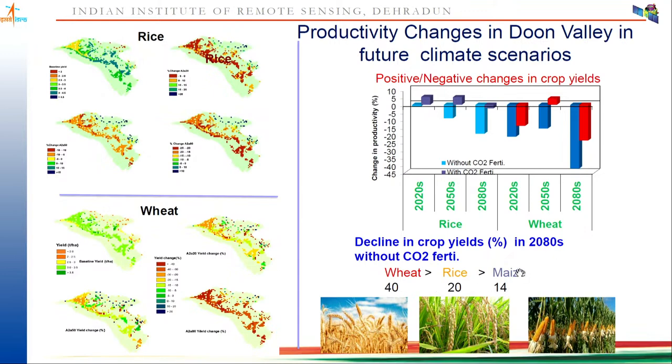So in the without-fertilized scenario, the highest decline in productivity is for wheat, followed by rice at 20%, followed by maize at 14%. Because maize is a C4 crop, it has a higher photosynthetic rate and efficiency, and it can withstand extreme weather events.